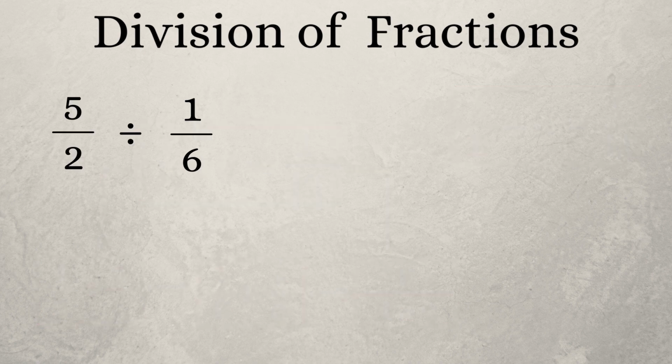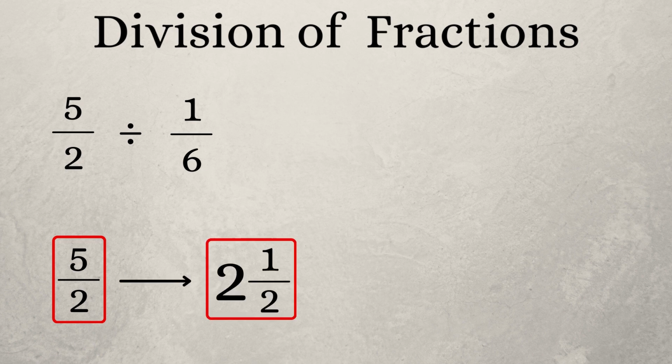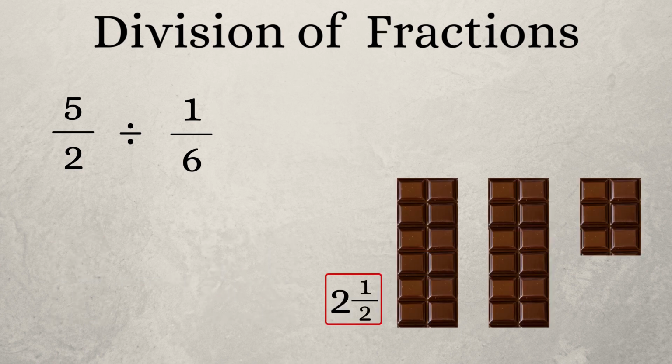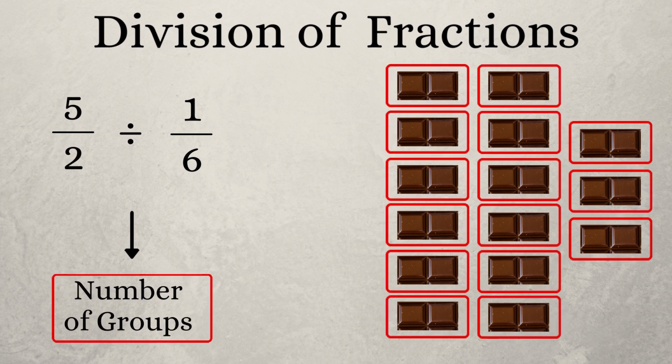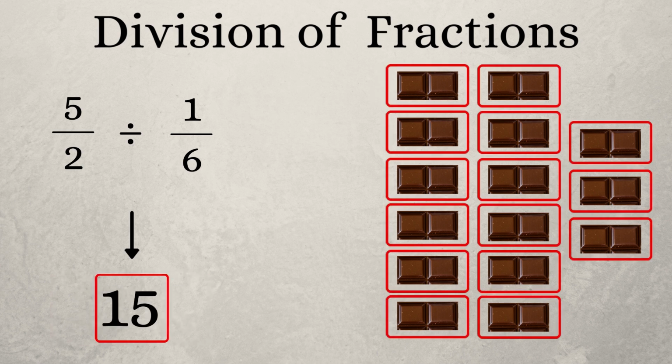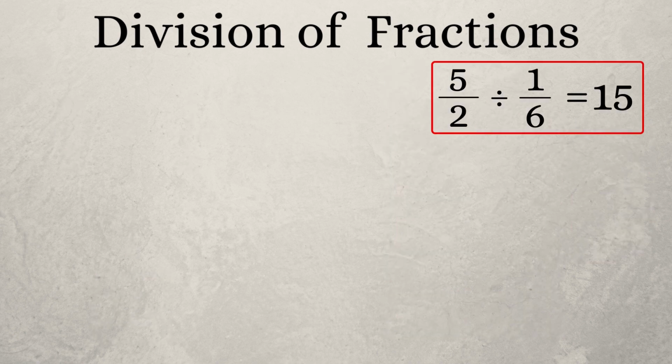Next, we'll see the concept behind dividing a fraction by another fraction. 5 by 2 divided by 1 by 6. First we'll convert the fraction 5 by 2 into a mixed number. So that becomes 2 1 by 2. So now we'll consider 2 whole chocolates and a half chocolate. Next, to compute the division, we'll put the chocolates into groups of 1 by 6. And the number of groups we get by doing this is 15. So 5 by 2 divided by 1 by 6 is 15.